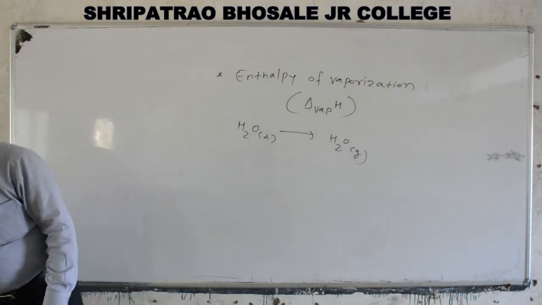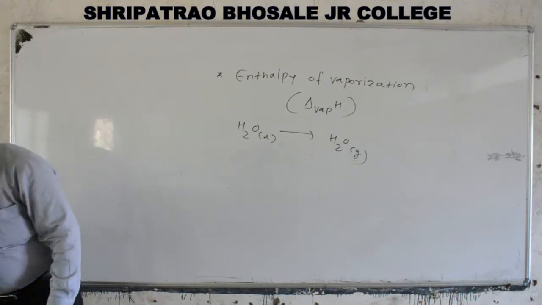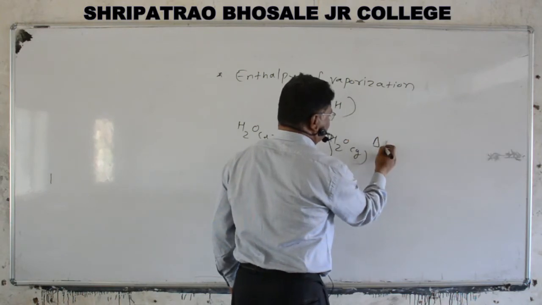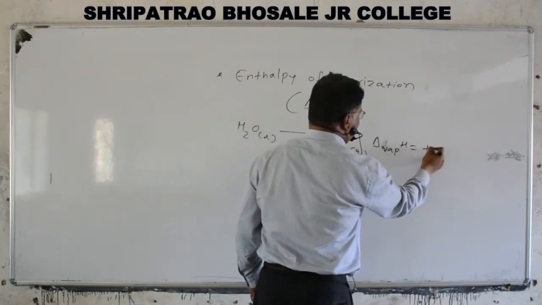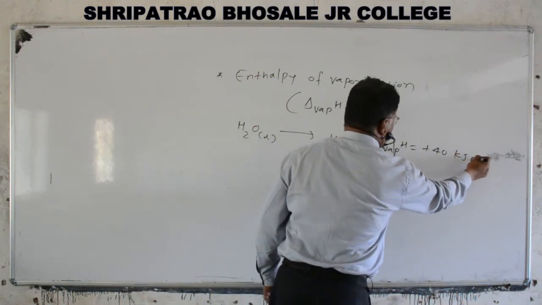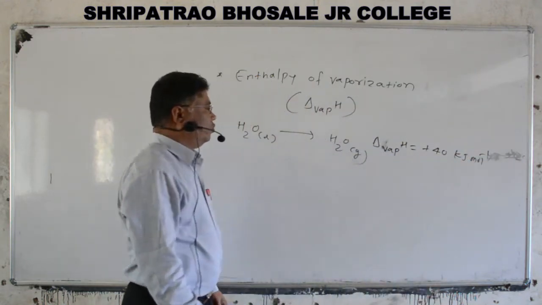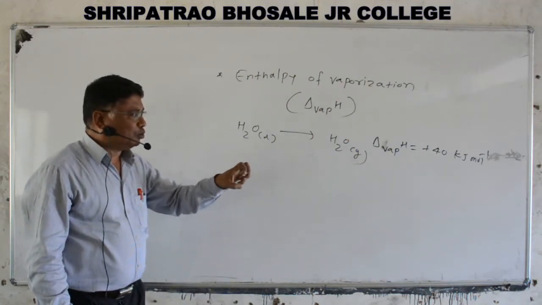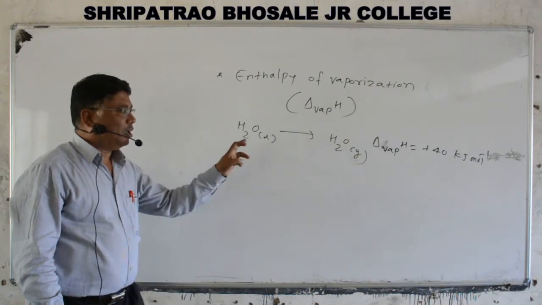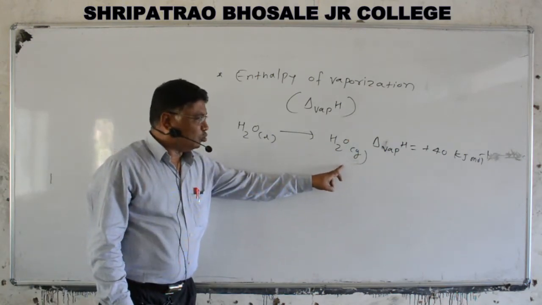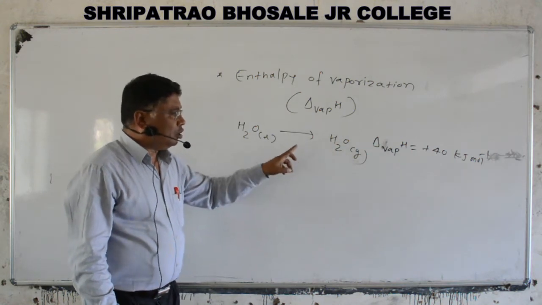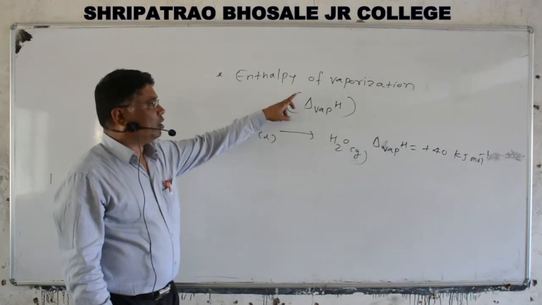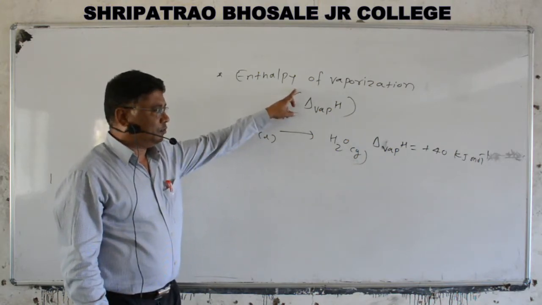So here the enthalpy of vaporization, delta H vaporization, is equal to plus 40 kilojoule per mole. What does this indicate? One mole of liquid water absorbs 40 kilojoule of heat and is converted into H2O gas. That's why whatever enthalpy or heat change takes place during this process is nothing but the enthalpy of vaporization.